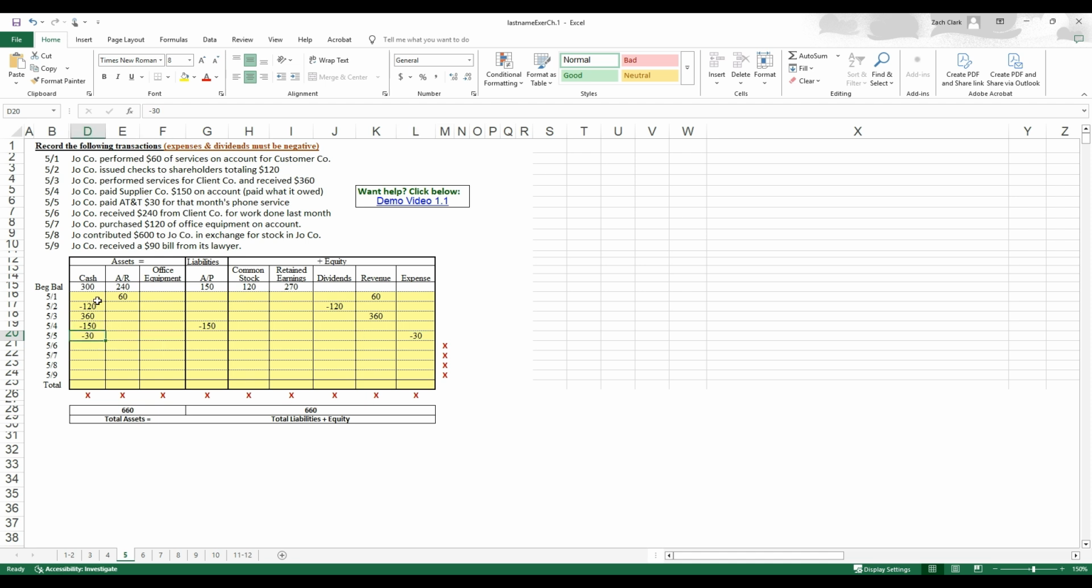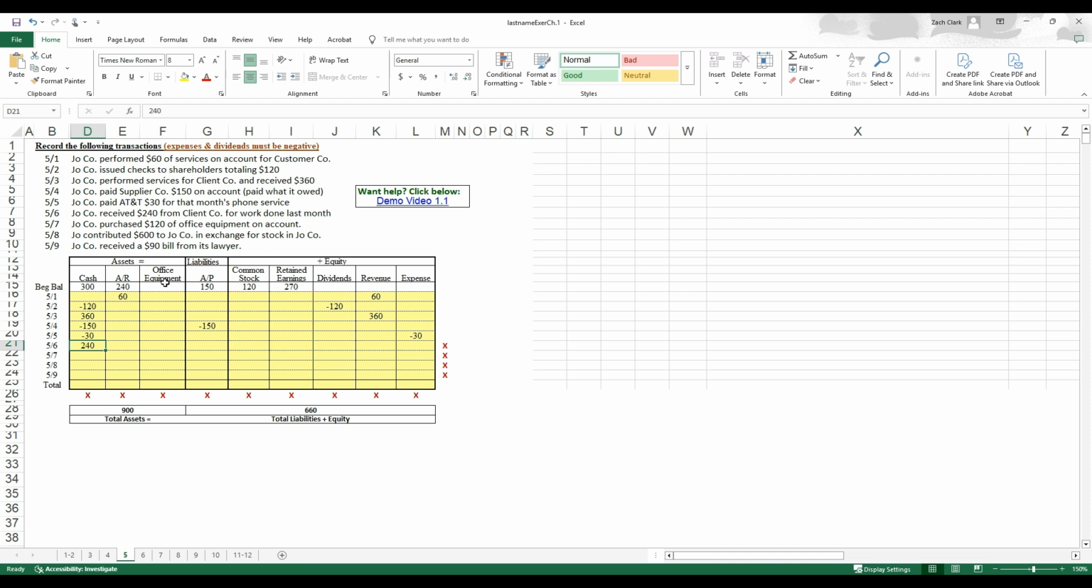And then we're going to reduce cash for that amount as well. As we said, we paid it. It doesn't make any mention of on account, etc. It's cash payment going out. Okay, then we received $240, so we're going to increase our cash asset.